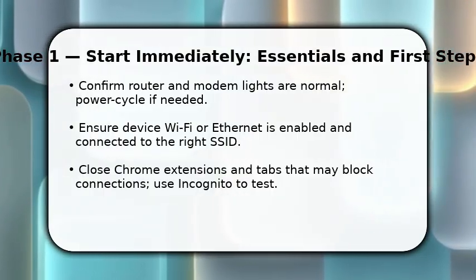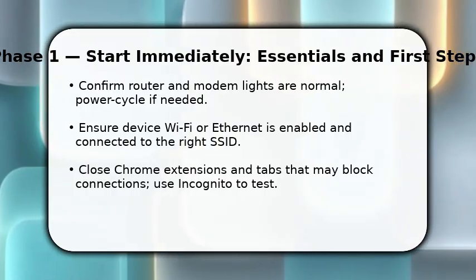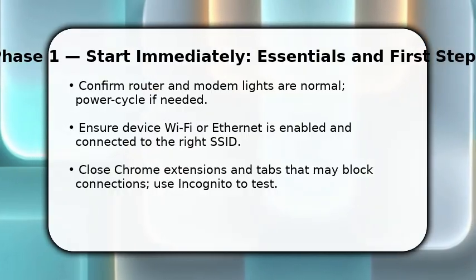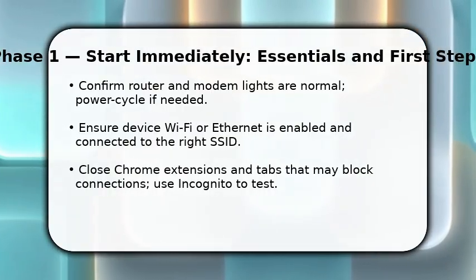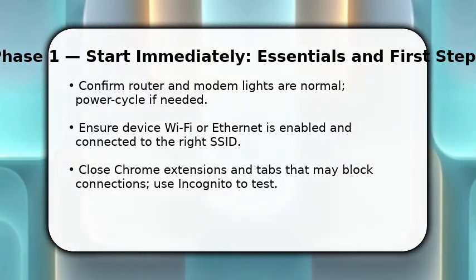Once connected, shut down any suspect Chrome extensions and close extra tabs that consume bandwidth, then open an incognito window to isolate extensions. This first round removes obvious local blockers, so you can move into targeted fixes without wasting time.